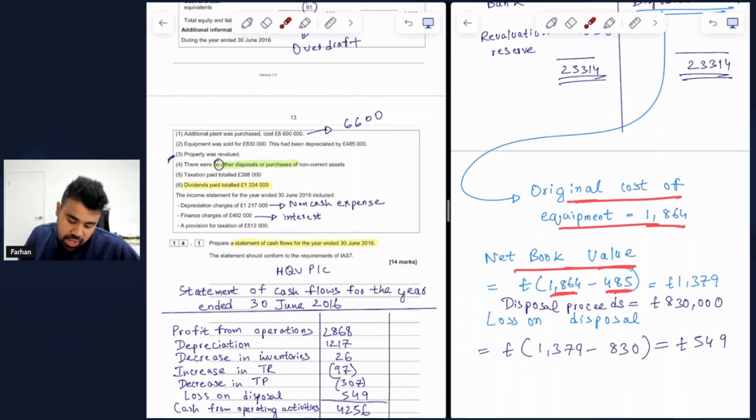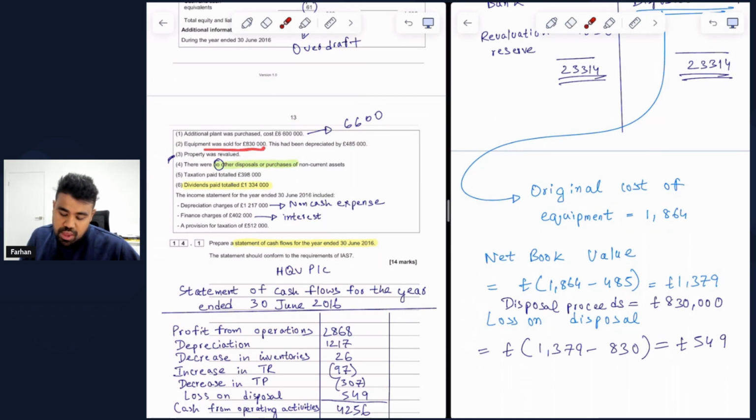If you check the additional information number 2, you will see that equipment was sold for 830,000, which refers to the disposal proceeds, and the total depreciation is 485,000 pounds, which is what we have included here as a standardized number. So we subtract the total depreciation from the original cost, and you get 1,379 pounds as the net book value for the equipment.